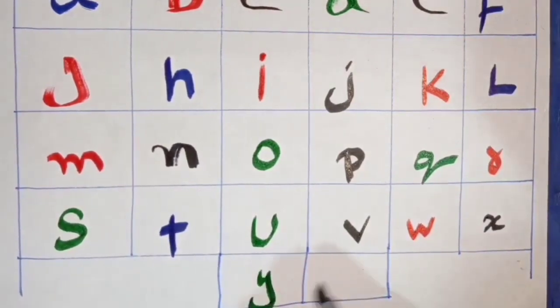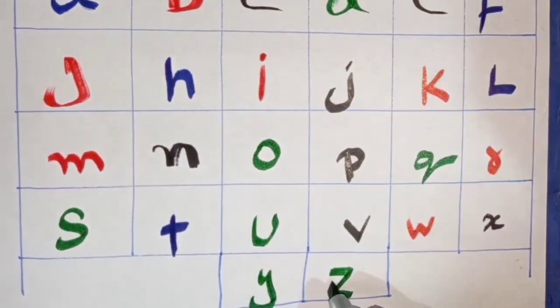Green color Y for yolk. Green color Z for zebra.